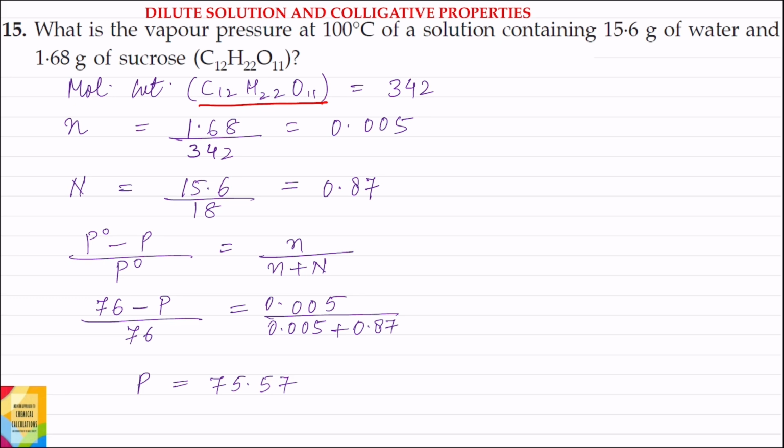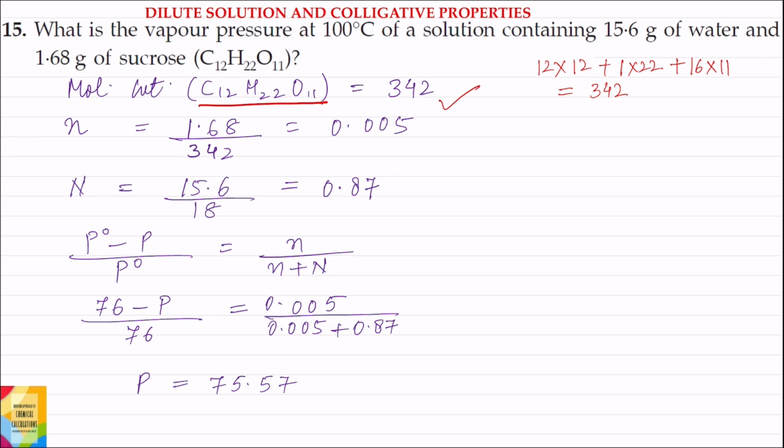मॉलिक्यूलर वेट ऑफ सुक्रोज होगा C12, सो एटॉमिक वेट ऑफ कार्बन, सो 12 into atomic weight of carbon, that is 12, plus H22. So 22 atoms of hydrogen. So atomic weight of hydrogen, that is 1 into 22, plus atomic weight of oxygen, that is 16 into 11. Solving, the molecular weight of sucrose is 342 grams per mole. ये तो हो गया molecular weight of sucrose.